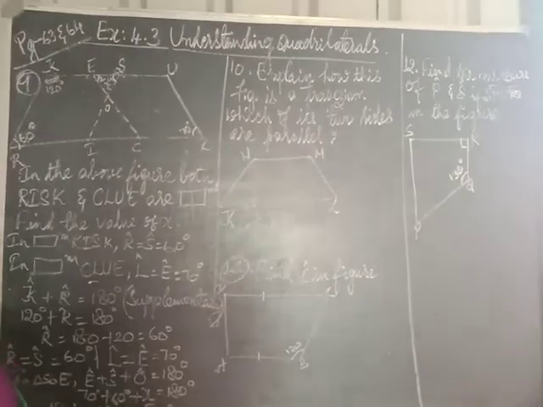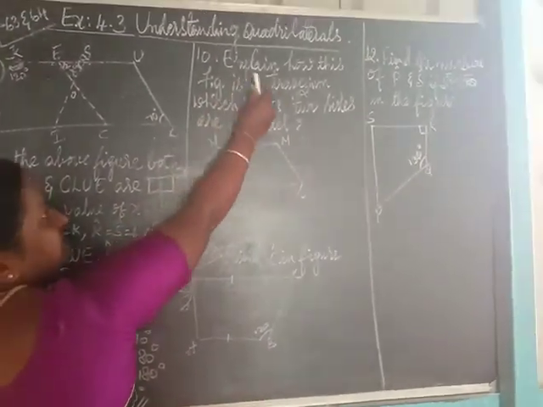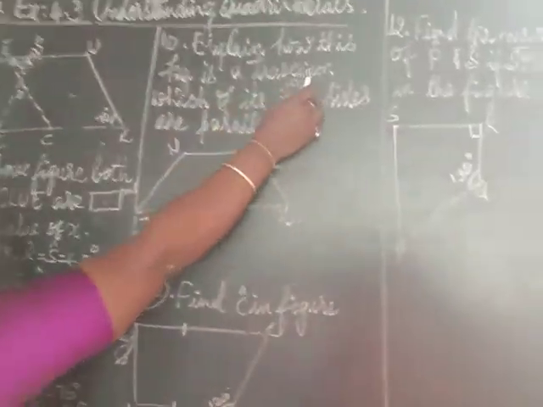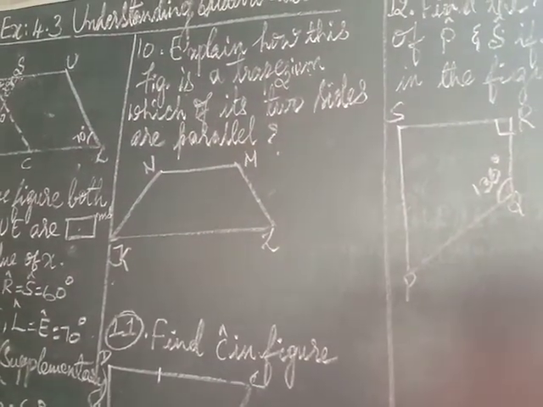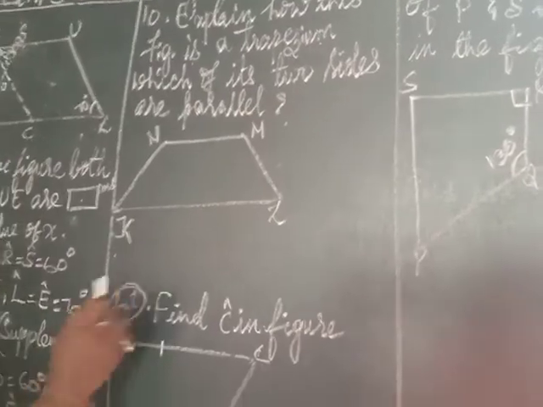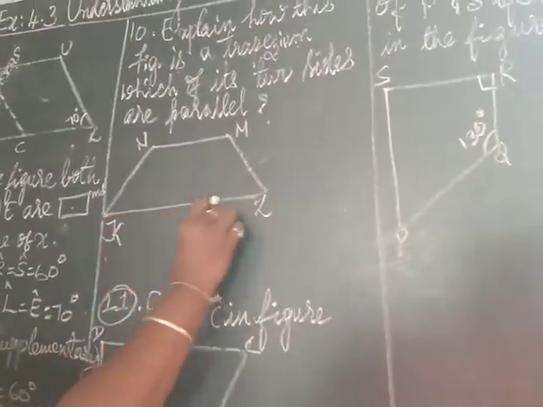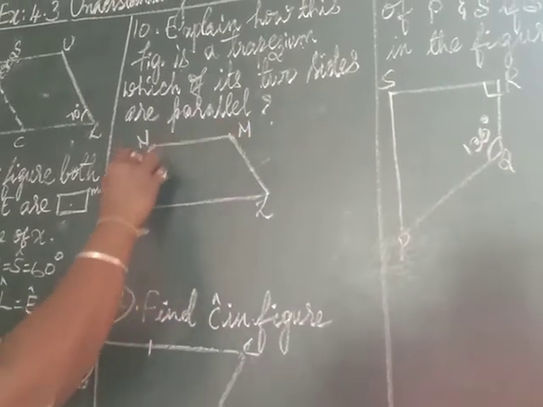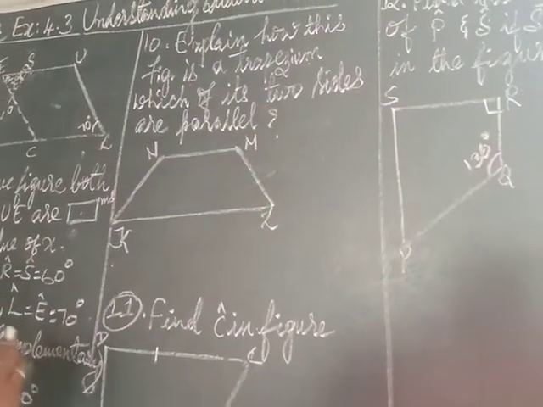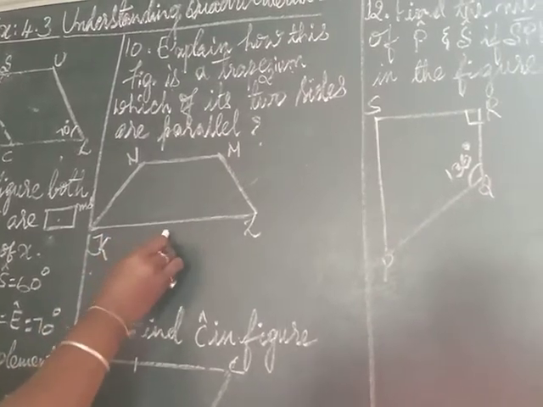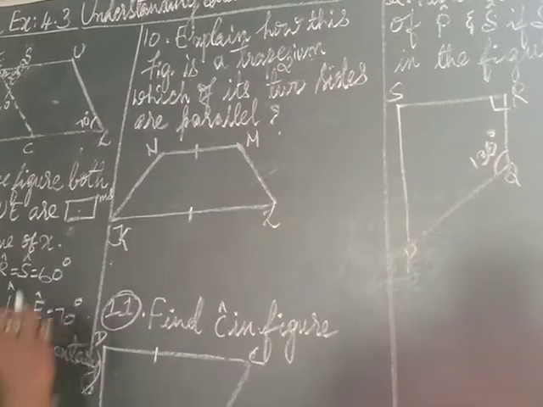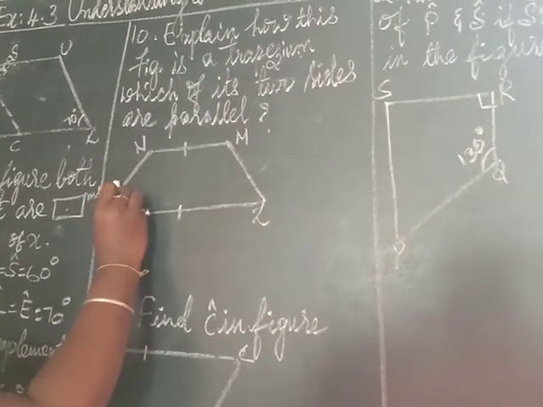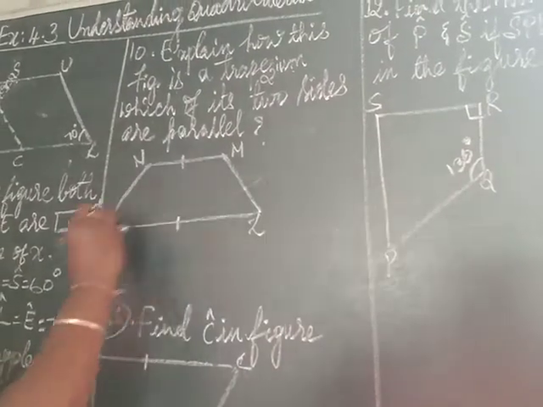Now let us move to the 10th problem. Explain how this figure is a trapezium. Which of its two sides are parallel? Okay children, listen here. In properties of trapezium we have studied that a trapezium is also a quadrilateral. One pair of sides are always parallel, and the other pair of sides are non-parallel.